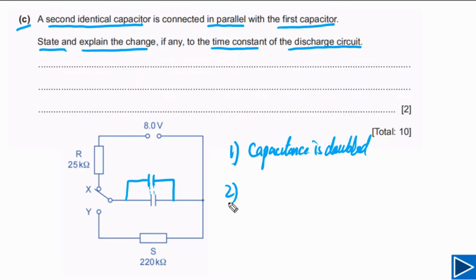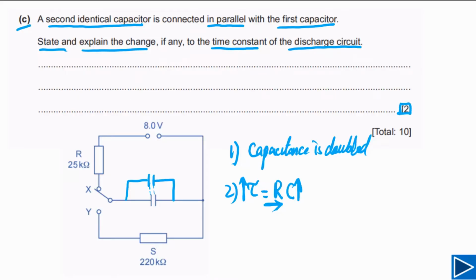Now the second thing we need to explain is time, meaning the tau. Tau is equal to RC. If the C is double, it means tau is also double, because the resistance of the discharge circuit remains constant. So tau is also double. That's all we need to write, two points, and this question has 2 marks.